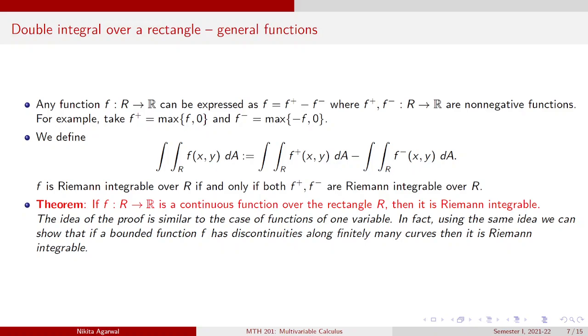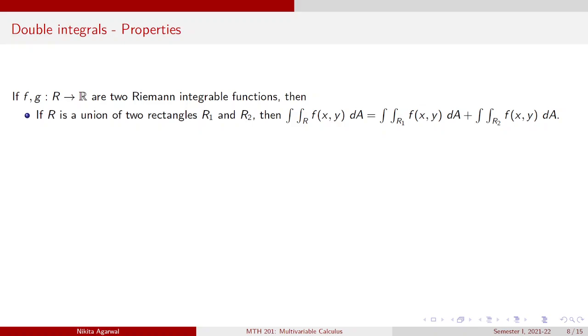Alright. Now let us look at some properties of double integrals. These can be proved quite similarly as in the case of one variable, so I'll skip all the proofs here. If f and g are two Riemann integrable functions from a rectangle to the real numbers, and you write R as a union of two rectangles, R1 and R2, then the integral over R is the same as the integral over R1 plus the integral over R2. So the integral splits.